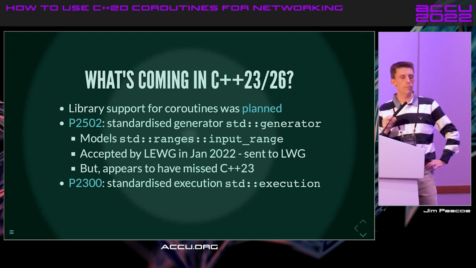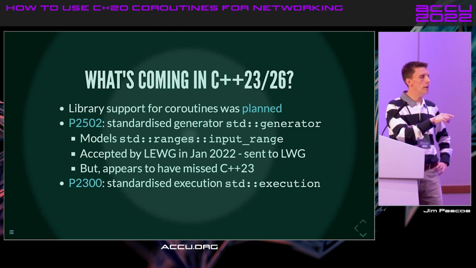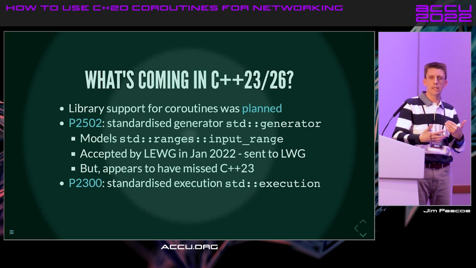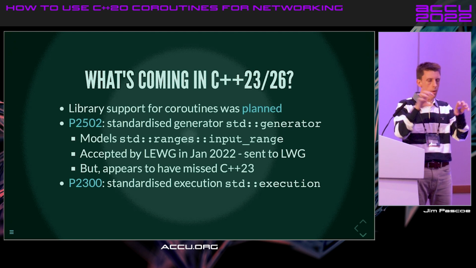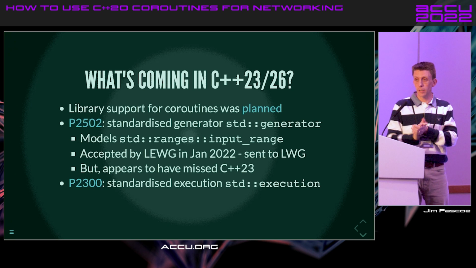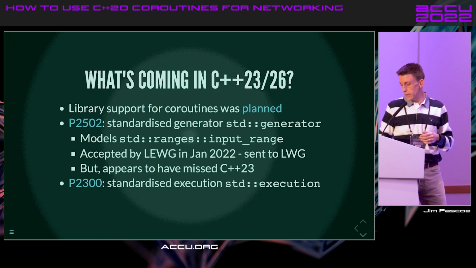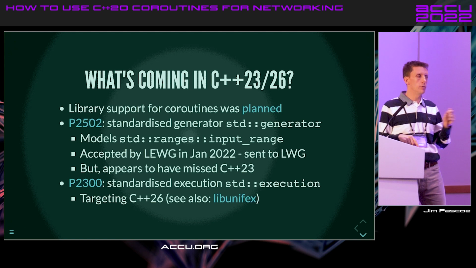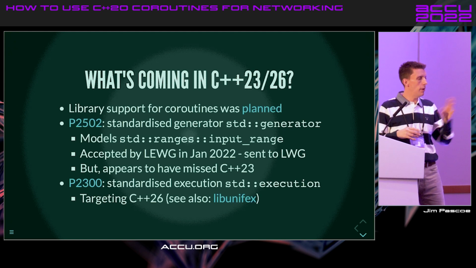There's also another very exciting paper, which I'm quite keen on, but it's targeting C++26. This is P2300, and it's about executors, which is a very deep concept. Executors are to function execution what allocators are to memory allocation. They decide what gets executed, where, when, how, and by what. A lot of the coroutine work seems to be heading along those lines as well. Have a look at libunifex, which is a Facebook library which implements std::execution or std::executor. That's very exciting stuff.